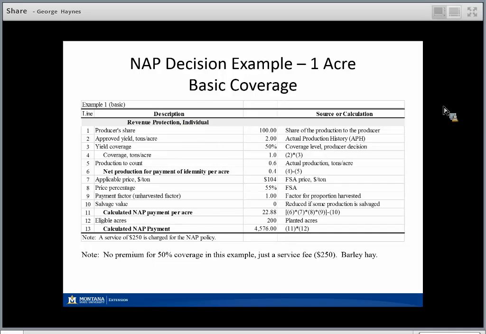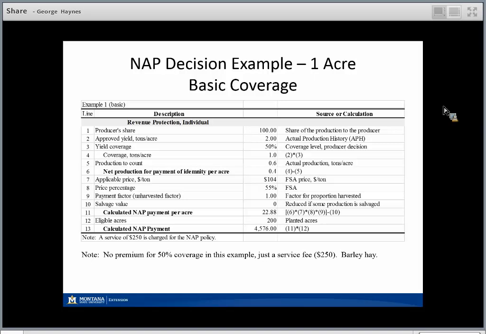So how does NAP insurance work? You probably had to take a big breath when you saw this pop up here, because we're going to go through yet another example of how this insurance might work out for you. But you'll find it's kind of an interesting product, really. We're going to look at a little bit of hay, alfalfa hay here, and we'll just work ourselves right straight down through the middle of this.